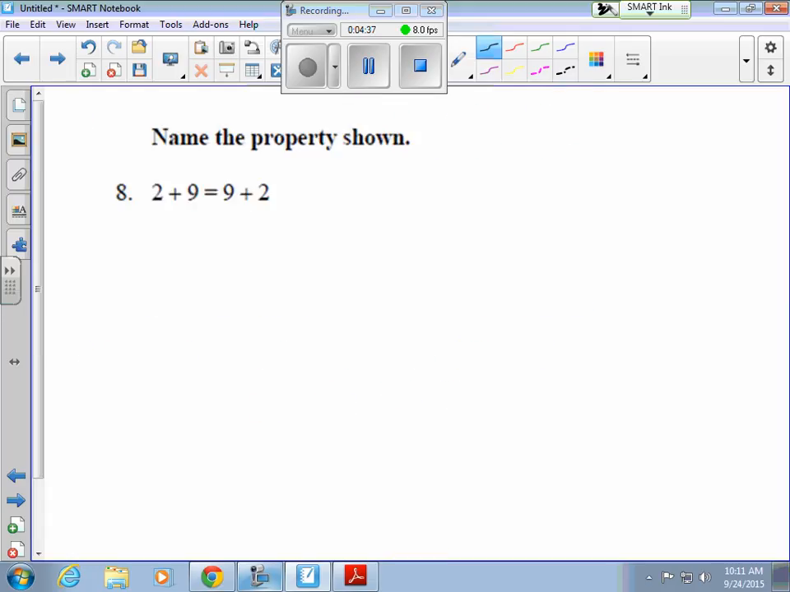Number 8, name the property shown. Here's one property problem all by itself. No other properties are around it for you to compare. It's addition. Check it from the left side to the right side.